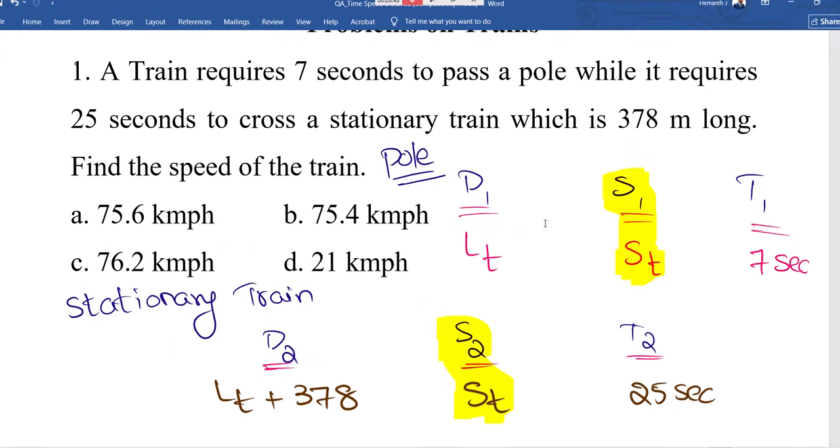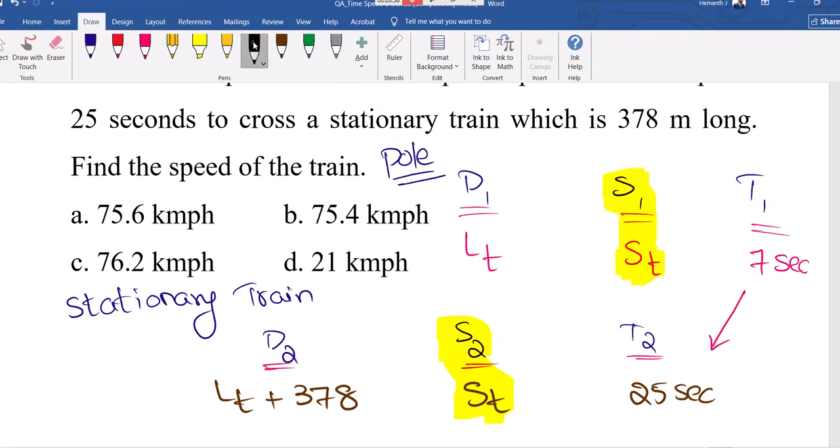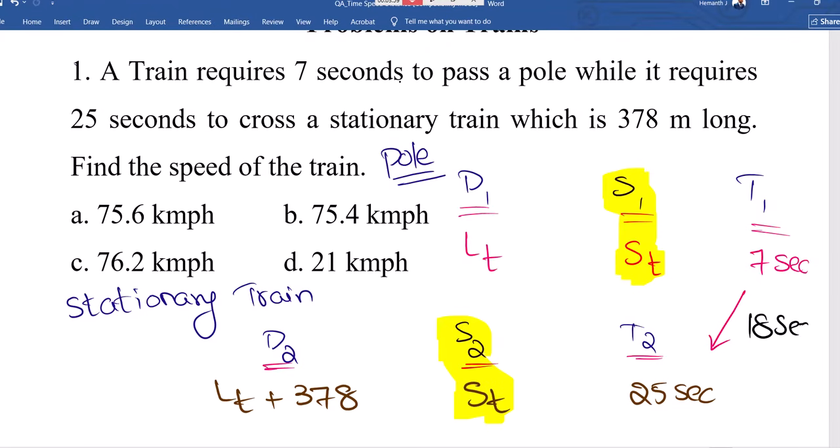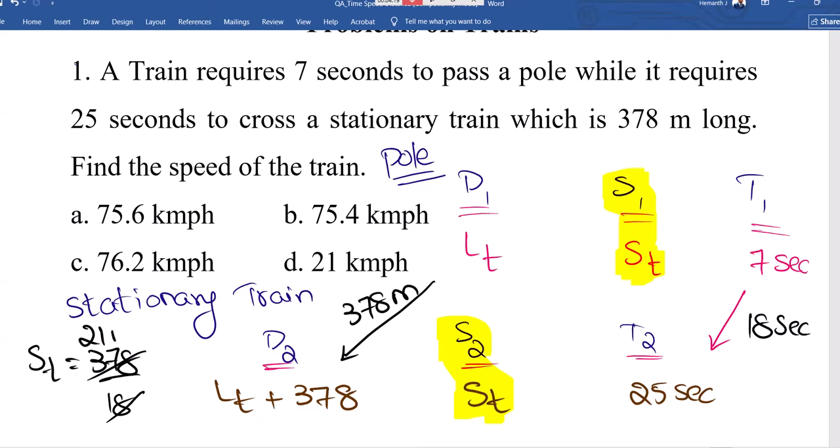See, same train, both cases same train. First case taking 7 seconds, next case what is the extra time? How much extra? 18 seconds it traveled extra. What distance did it travel extra in that? Now listen, you can solve this question very simply. The train travels 378 meters extra in extra 18 seconds. So I can write the speed of the train directly as 378 divided by 18, which is 21 meters per second.